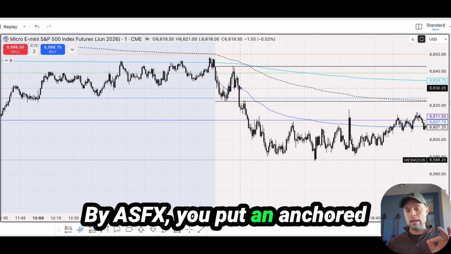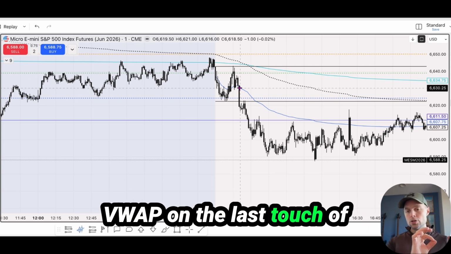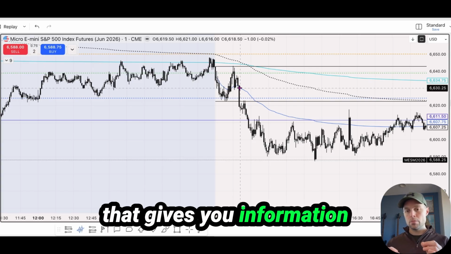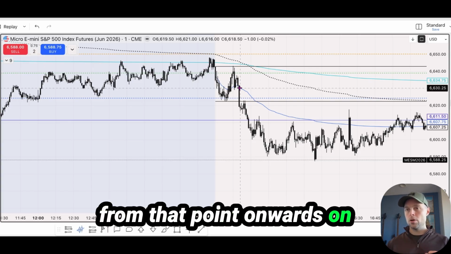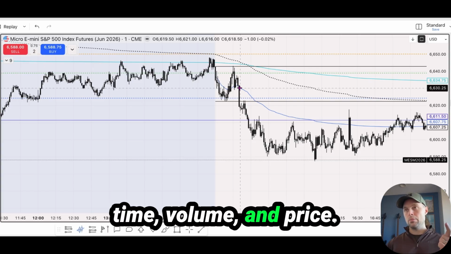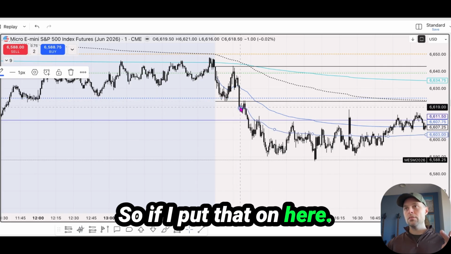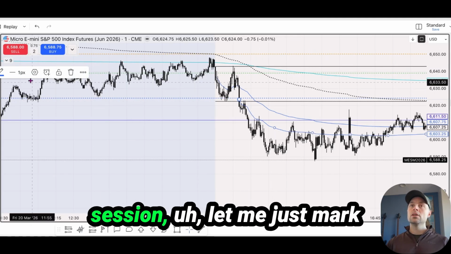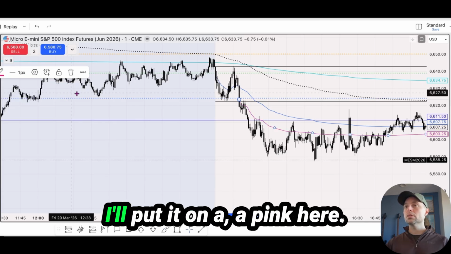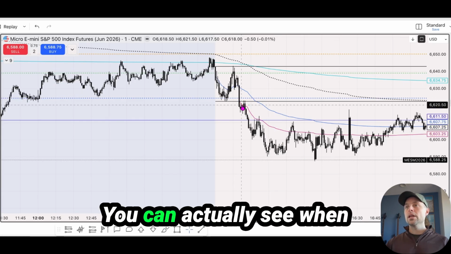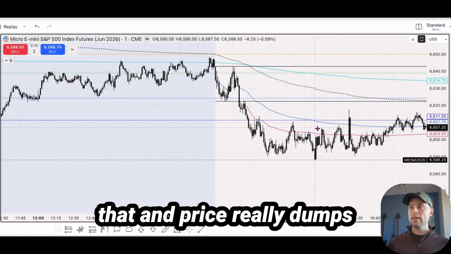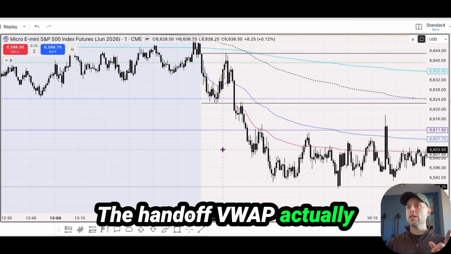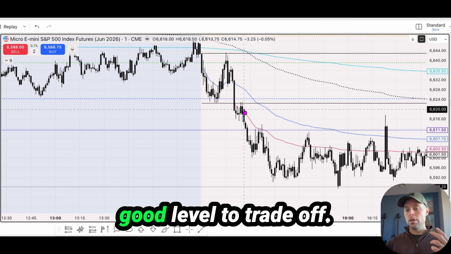You put an anchored VWAP on the last touch of price with the New York VWAP. That gives you information from that point onwards on time, volume, and price. So if I put that on here, on the last candle that touches the New York VWAP in this session, and let me just mark it up in a different color, put it on in pink here, you can actually see when we're in a trending move like that and price really dumps and sellers are in control, the handoff VWAP actually functions as a really good level to trade off.